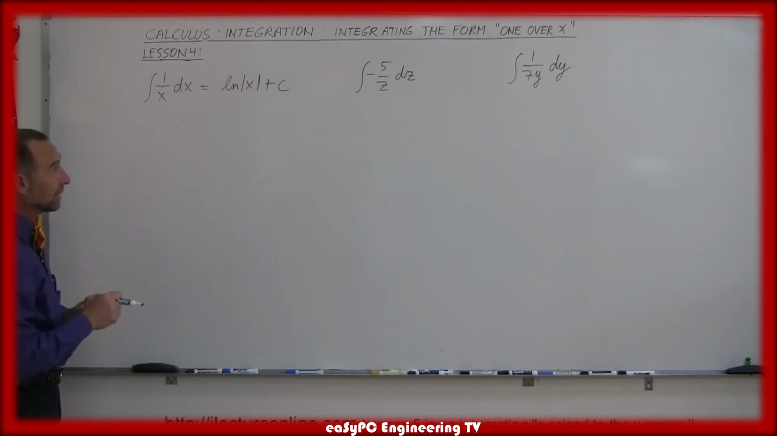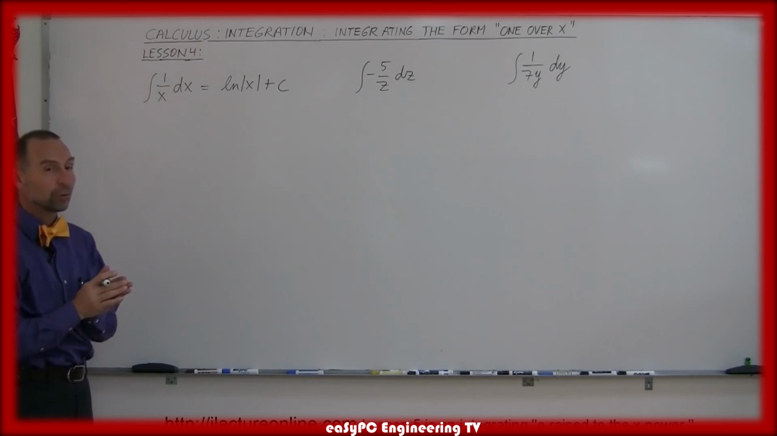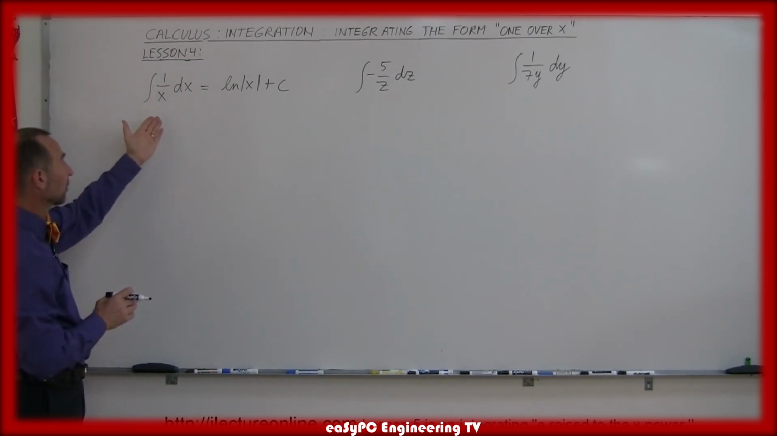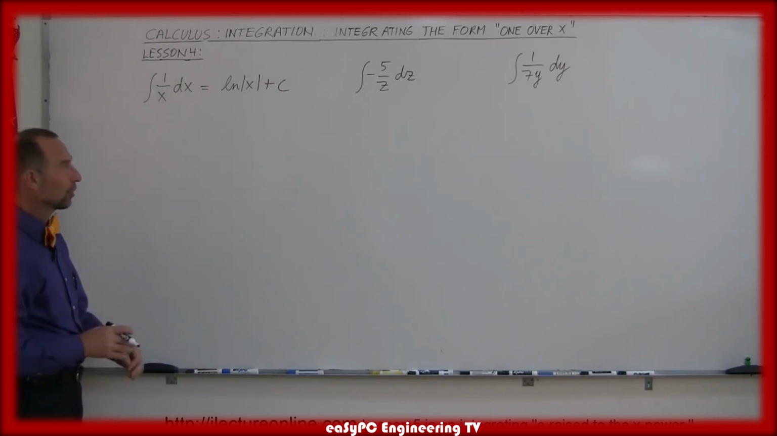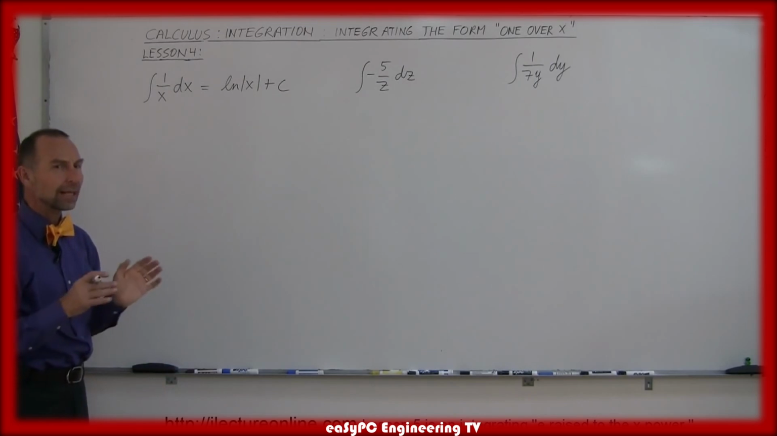This time we're going to integrate a very interesting type of integral. It's called the form 1 over x. Here's the example. The integral of 1 over x dx is, and of course I already gave you the answer, the natural log of x plus c. You say, wow, where did that come from?